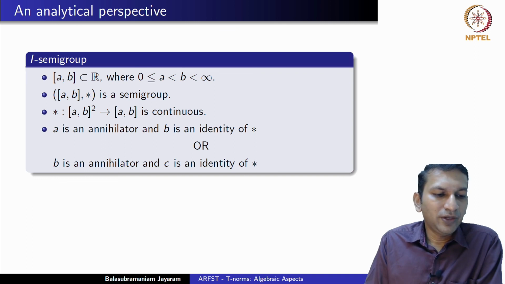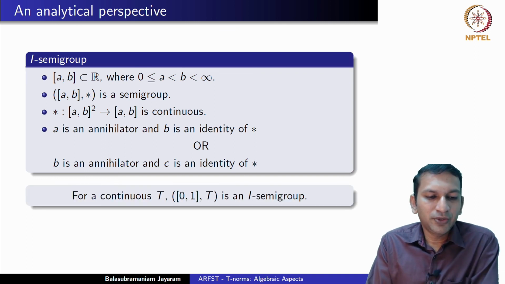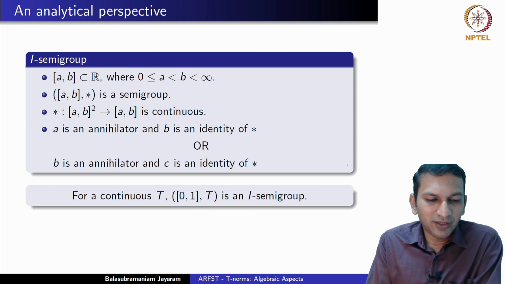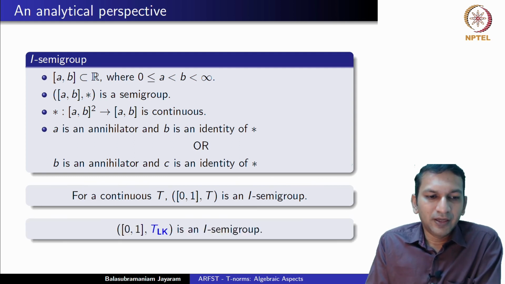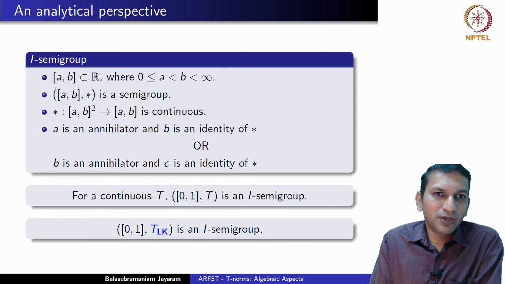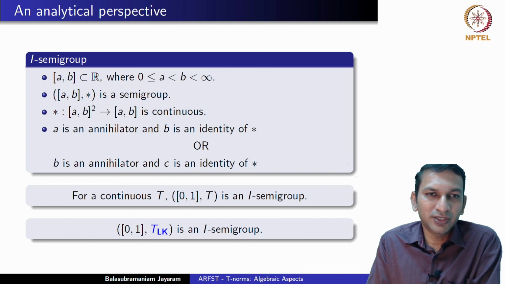So now, what do we know here? If you consider a continuous T on the [0,1] interval, we consider T as a binary operation, a continuous T, we immediately know or see it is an I-semigroup. Now comes in the familiar Lukasiewicz conjunction. Since the Lukasiewicz conjunction is continuous, what we see is on [0,1], it forms an I-semigroup. You may remember that the Lukasiewicz conjunction and its dual disjunction, the pair came very close to giving us a lattice, but now they are happily giving us an I-semigroup.